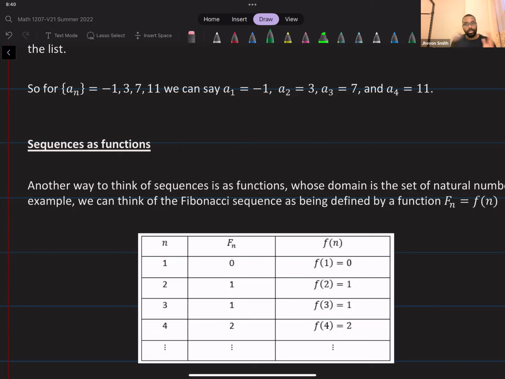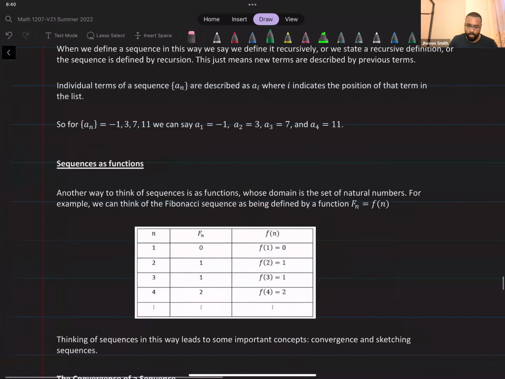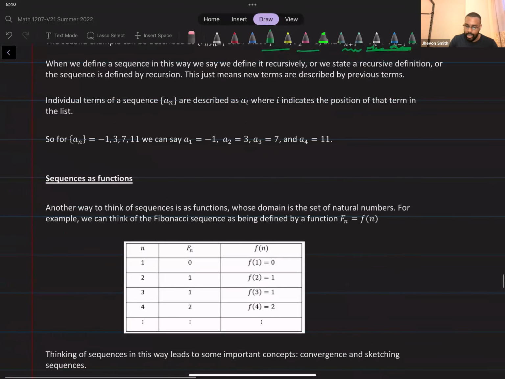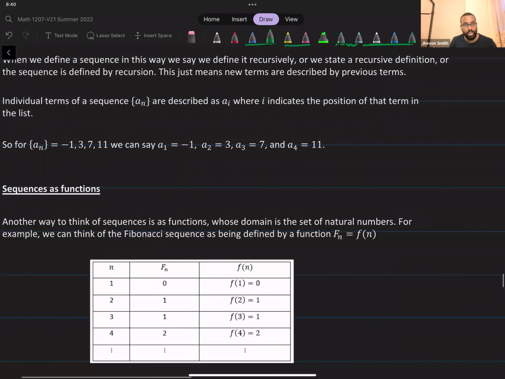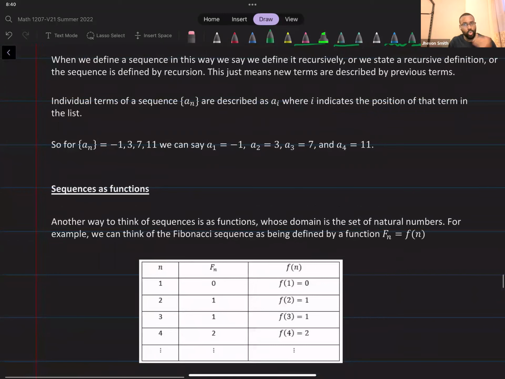So you can think of the Fibonacci sequence as a function where if you plug in 1, you get 0, plug in 2, you get 1, plug in 3, you get 1, plug in 4, you get 2, plug in 5, you get 3, plug in 6, you get 2 plus 3, which is 5, etc. So you can think of sequences in that way as well. At the end of the day, a sequence is just a list of numbers in a definite order, meaning there's some rule or formula in the background for which I can come up with this list.